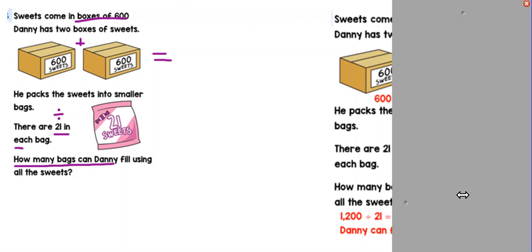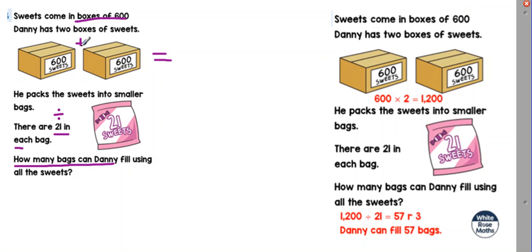Okay, then let's have a look at the answer. So the first thing we need to do, as I said, is add our sweets together. So 600 add 600, or 600 times 2, is 1200. So we have 1200 sweets altogether. Then, because we packed the sweets into smaller bags and there are 21 in each bag, we need to do 1200 divided by 21, which is 57, but we've got a remainder, we've got some left over. But because we can't fill another bag with what's left over, we can fill 57 bags, not 58. We can do 57 and a part bag, but we can't fill 58 bags. Well done if you got that correct.